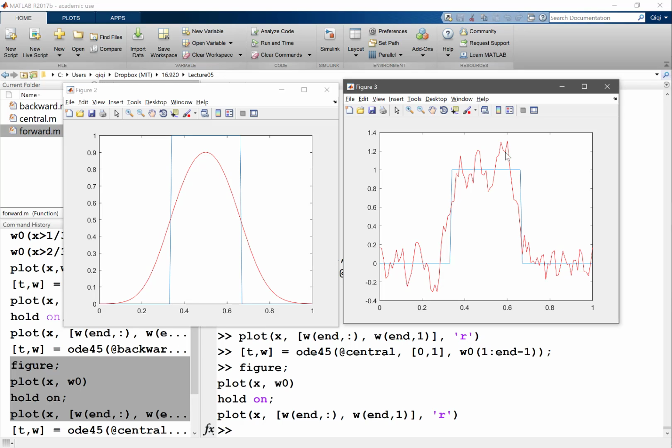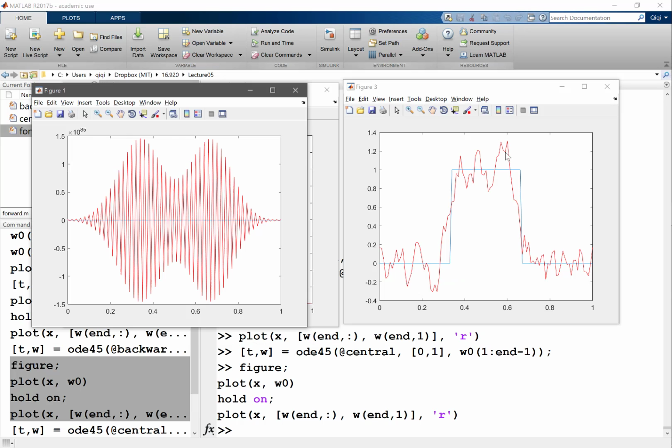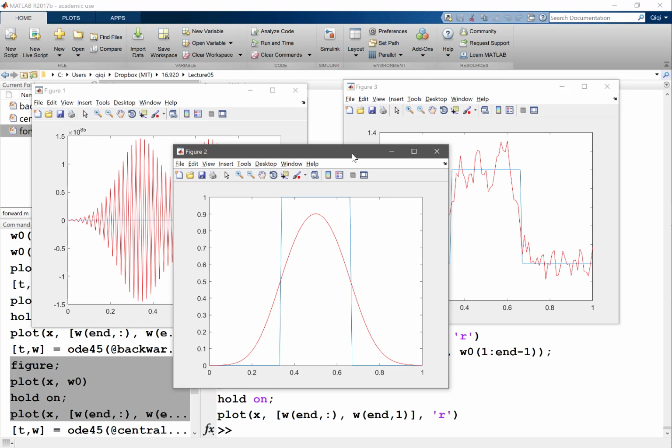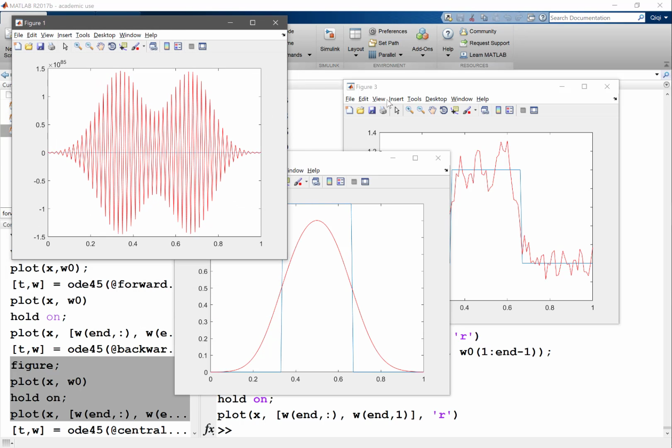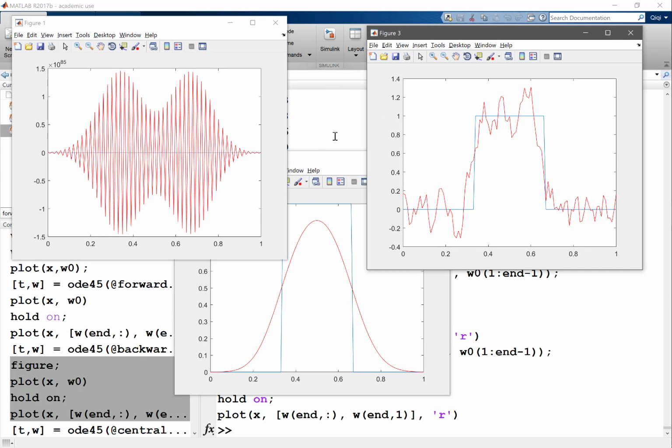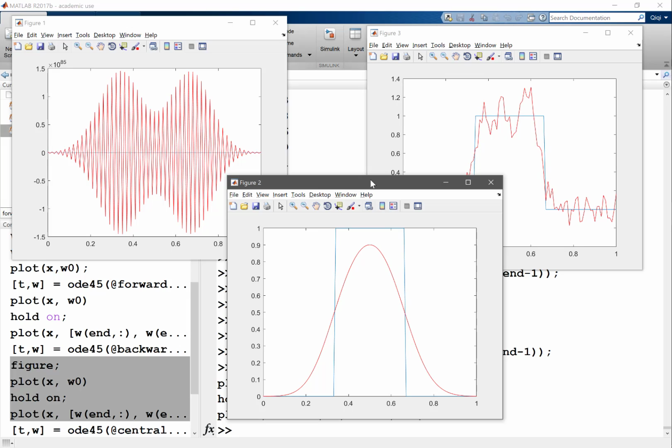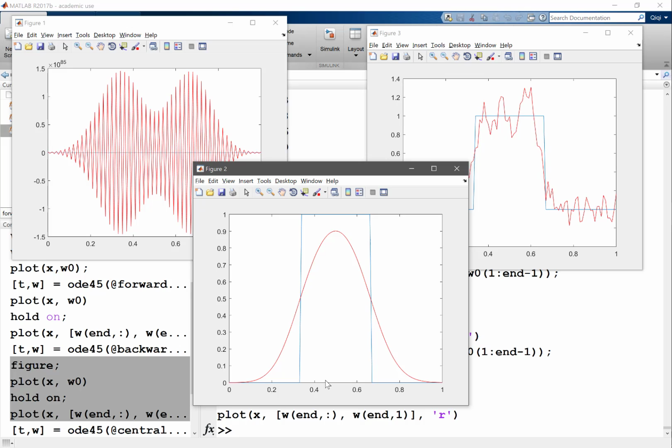Okay, so let's just conclude our observation here and then get to answer why this actually happens. Forward difference, we see that the solution goes up to 10 to the 85. Absolutely horrible. Okay. Backward difference, we see a solution that seems to be smoothed out, right? But actually, at least qualitatively it seems to be similar to what the analytical solution should be.